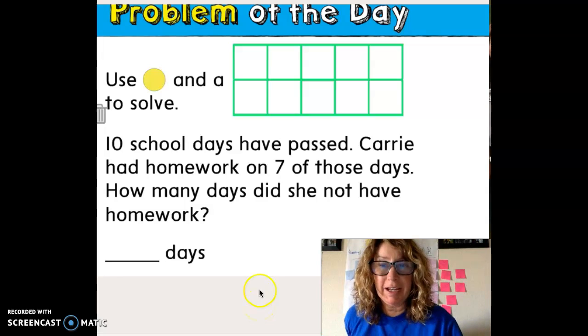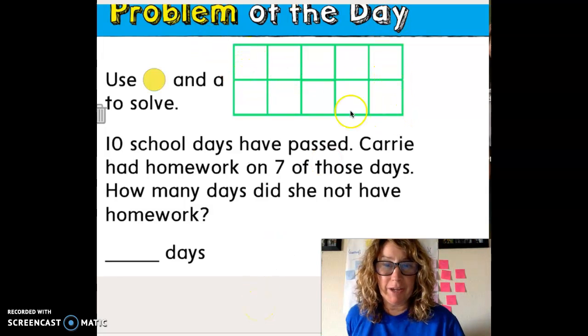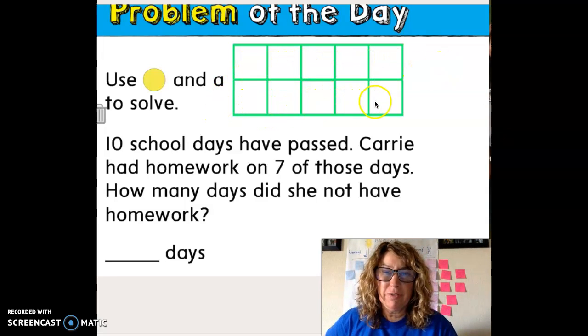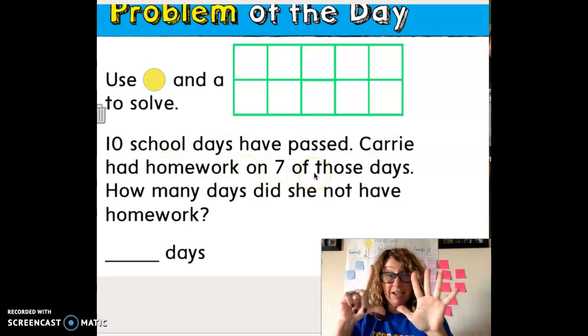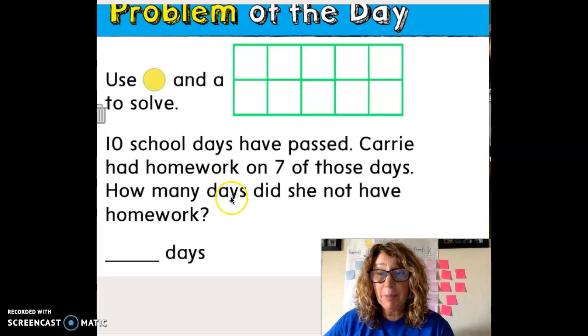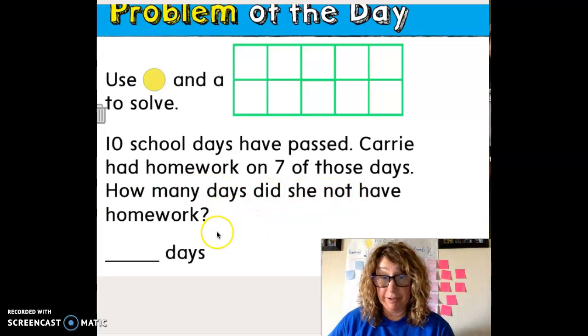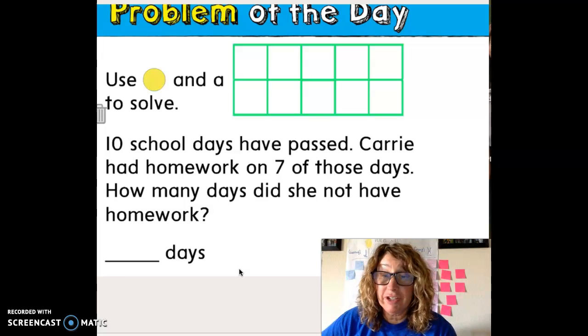Our problem of the day has a 10 frame here. There's 1, 2, 3, 4, 5 in this first row, 1, 2, 3, 4, 5 in the bottom row. It says 10 school days have passed. Carrie had homework on 7 of those days. How many days did she not have homework? You can use counters or write a subtraction or addition equation, and then share out and solve. Teachers, if you want to pause now, and students, if you want to work on this problem of the day, and then share out your results.